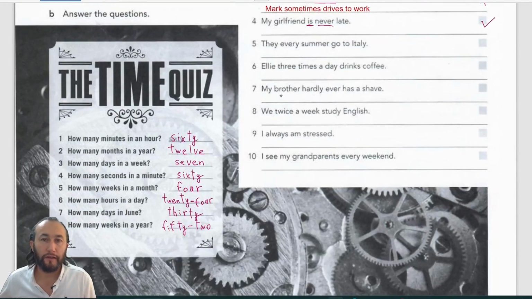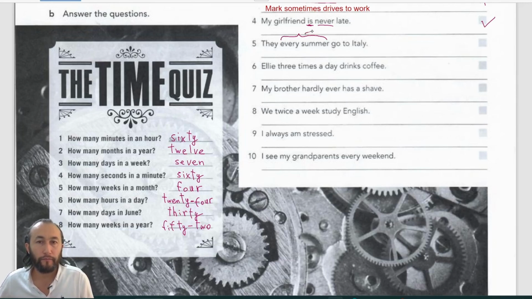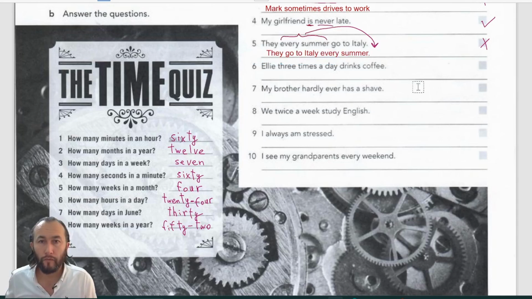Number 5. Let's scroll down a bit. There you go. They every summer go to Italy. So we've got the same problem here. Every summer, every day, every month, every week, they are expressions of frequency. So they have to be placed where? Yep, at the end of the sentence. So we're going to cross it here and we have to write the correct form. So they go to Italy every summer. That's perfect.